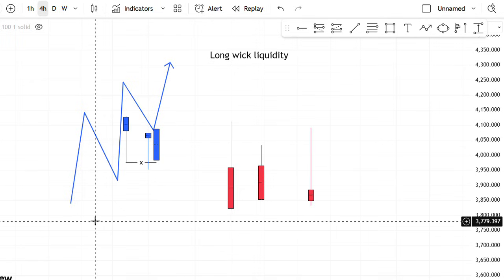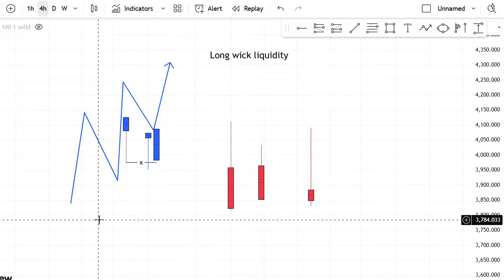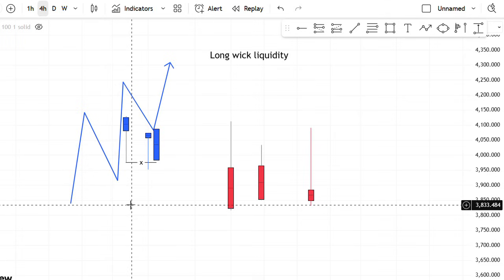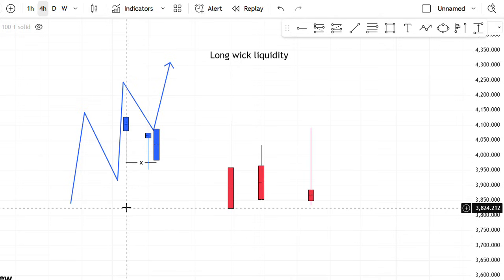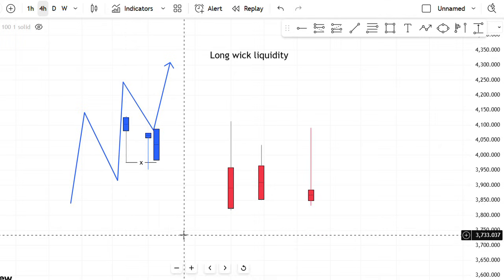So first of all, the confirmation. We must know about this liquidity. For you to verify if that candle pattern is a long wick liquidity, you always know that the wick of the candle should be longer than the body of the candle. First confirmation.